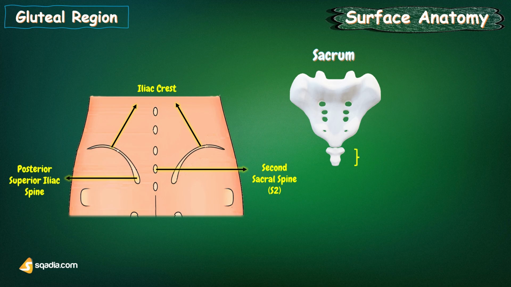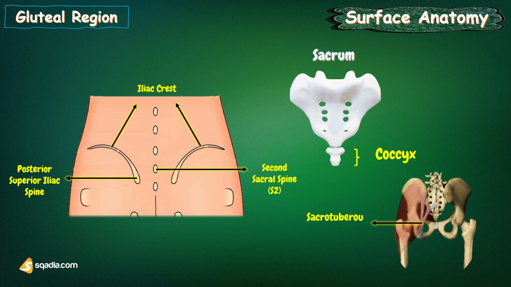The lower part of the sacrum and the coccyx lie on the floor of the natal cleft. The small lower part of the sacrum is known as coccyx. It lies just behind the anus. It is slightly mobile under pressure. Lastly, the sacrotuberous ligament, which lies deep to the lower border of the gluteus maximus, can be felt by a firm pressure between the lower part of the sacrum and the ischial tuberosity.